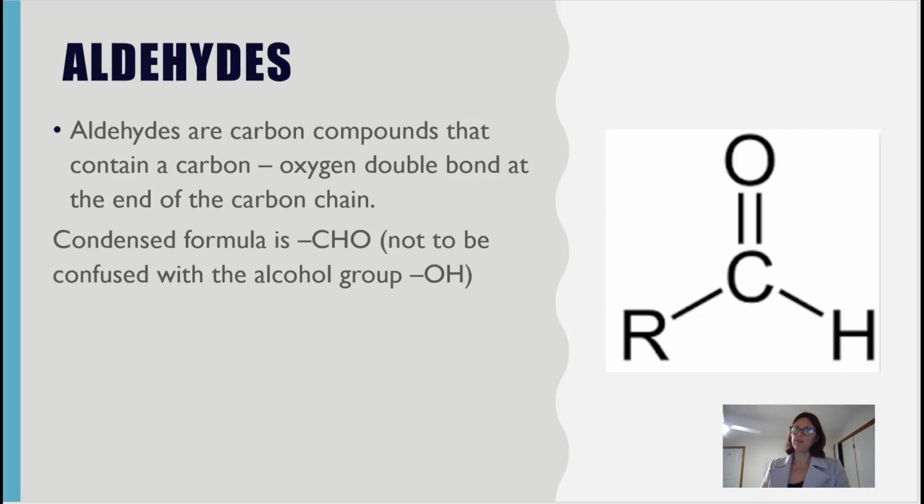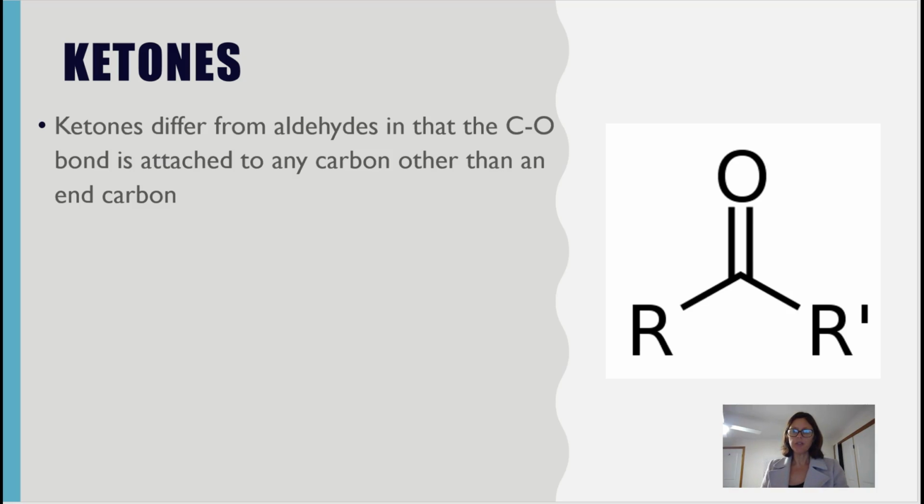So here's just to refresh your memory, just in case you've forgotten from when we were doing our naming. Here you can see we have the R, meaning we simply have a hydrocarbon. We have our C double bond O, and you can see that it is the end carbon. Its condensed formula is CHO. Don't confuse it with the alcohol group, that's an OH. Ketones are different because it's not on an end carbon.